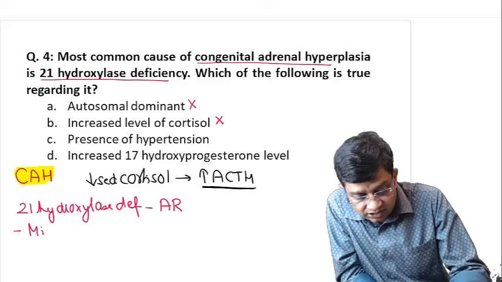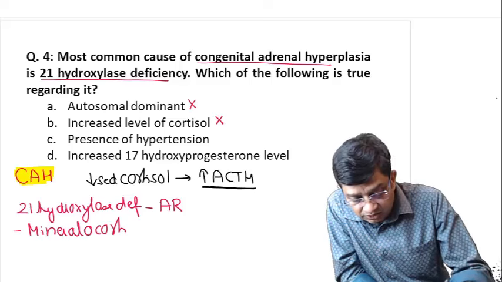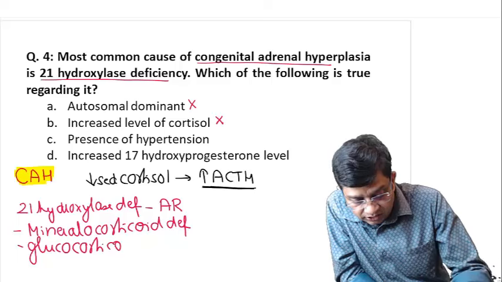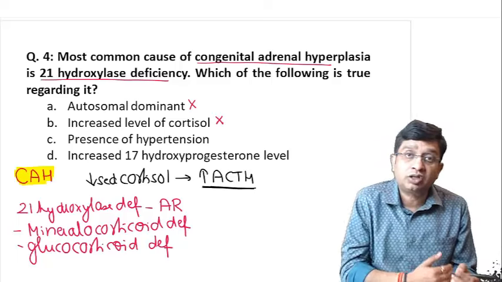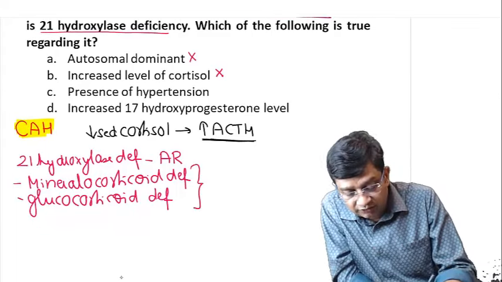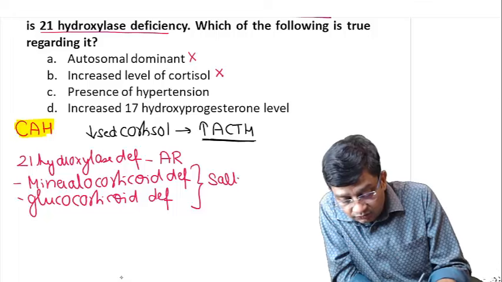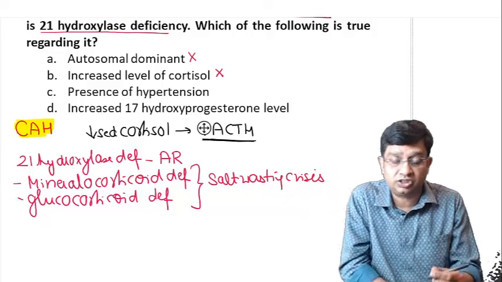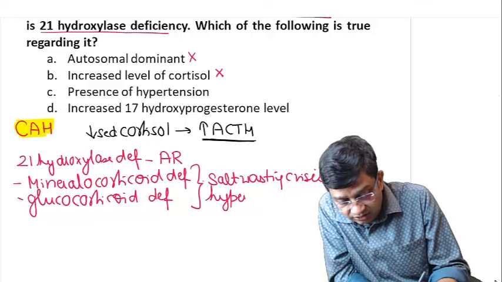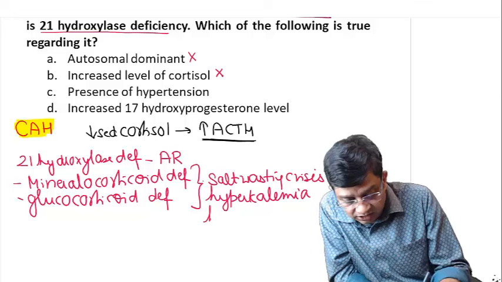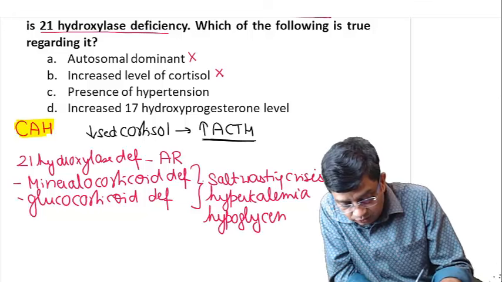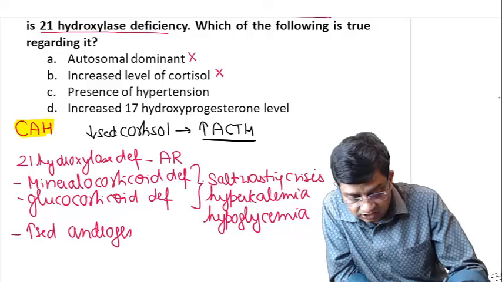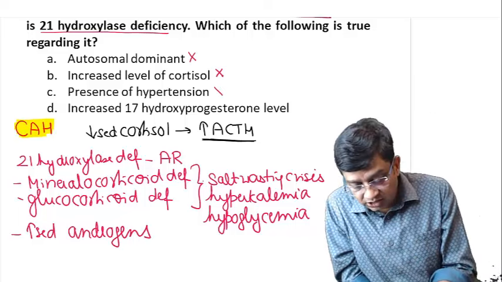In this 21-hydroxylase deficiency, remember there is mineralocorticoid deficiency. There is glucocorticoid deficiency. So both are deficient, mineralocorticoid and glucocorticoids. And if they both are deficient, they lead to the salt wasting crisis. So salt wasting crisis does not mean hypertension, it means hypotension. There will be hyperkalemia, and there is hypoglycemia. Apart from this, in this condition, there is increased androgens. Increased androgens, right? These are the features. So this C is also ruled out.